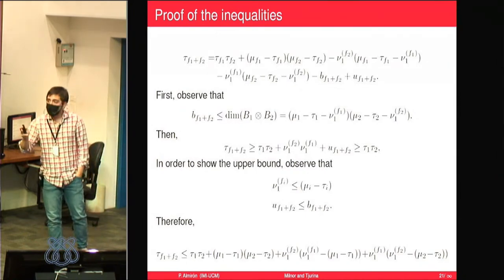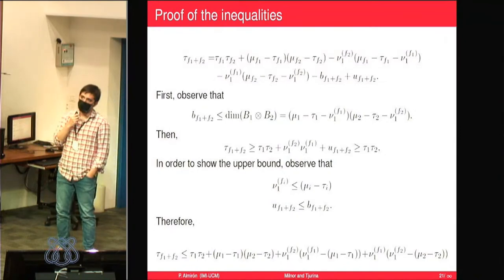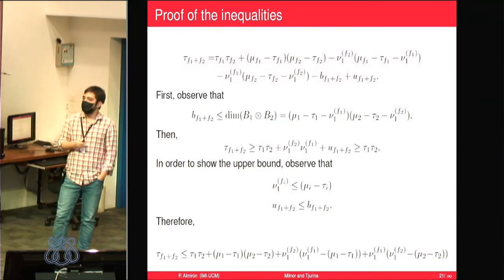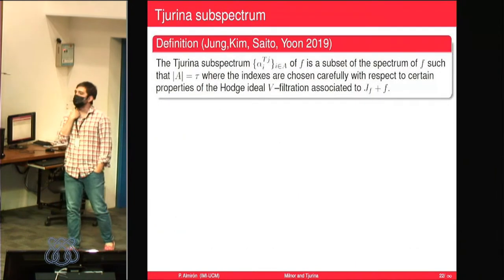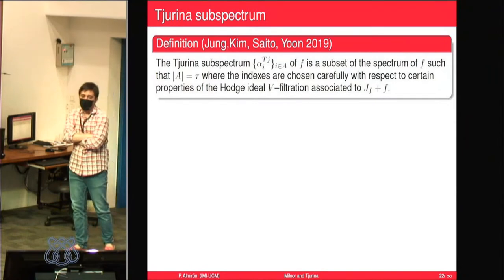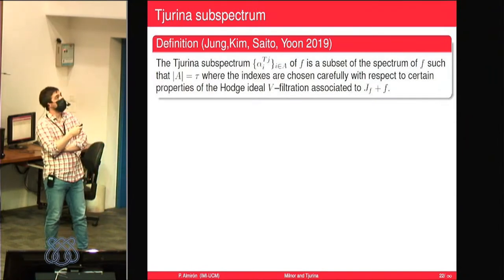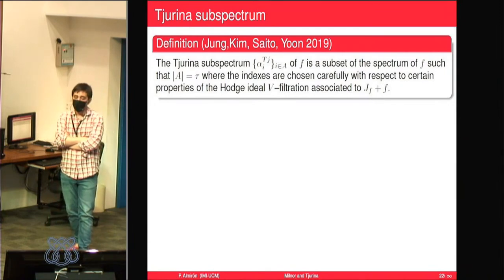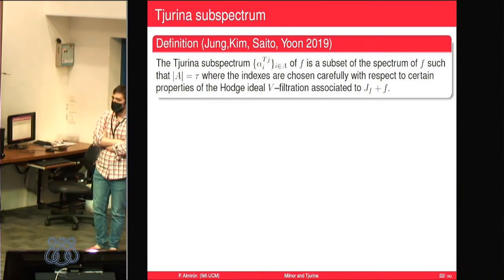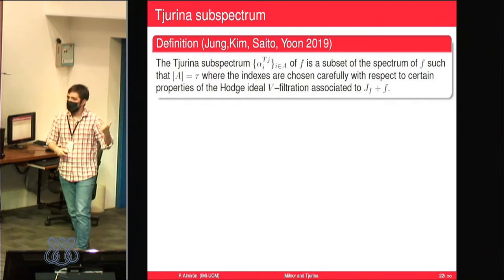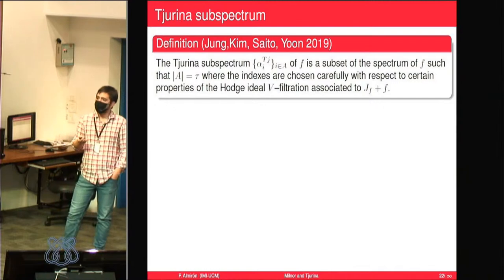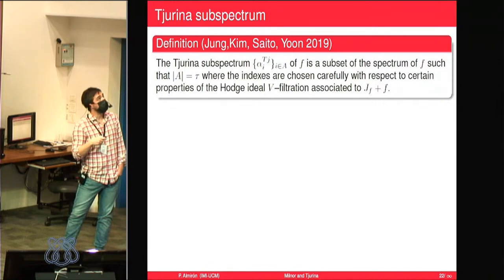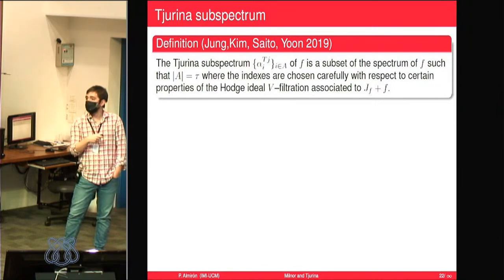But now I want to show you, in this last 10 minutes I have, some consequences. The first one is something that I'm very interested in. Quite recently, this group of mathematicians defined something called the Tjurina subspectrum. As I told you, I have defined the spectrum before, but the Tjurina subspectrum is a subset of the spectrum of your singularity, such that the number of things you take here is the Tjurina number.